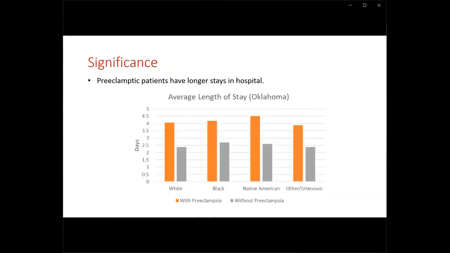Also, based on the statistics, preeclamptic patients have longer stays in hospitals. Here the orange bars show the average length of stay for preeclamptic pregnancies, and the gray bars show the same for non-preeclamptic pregnancies. You can verify that the length of stay for pregnancies with preeclampsia may be close to twice that for pregnancies without preeclampsia.